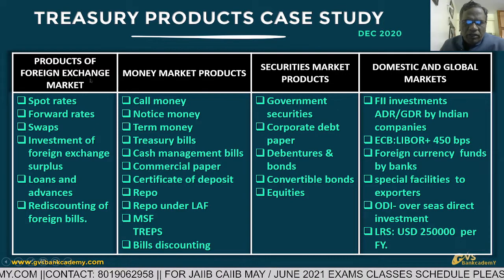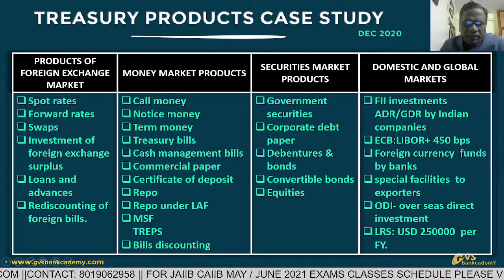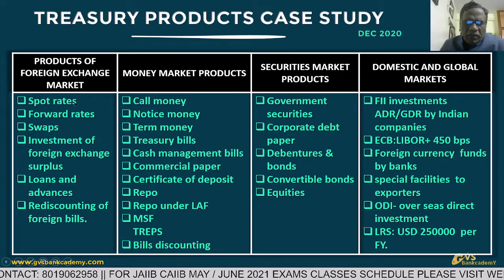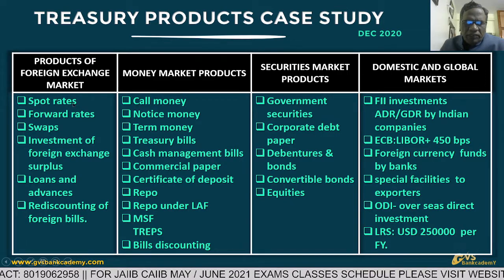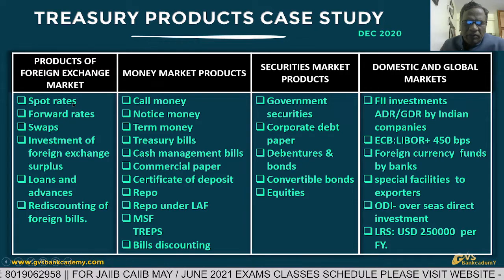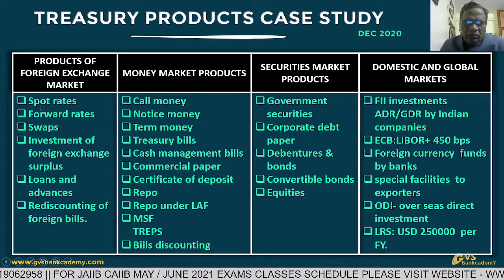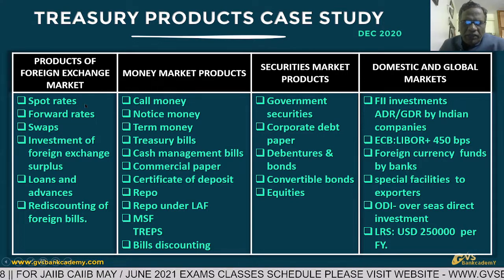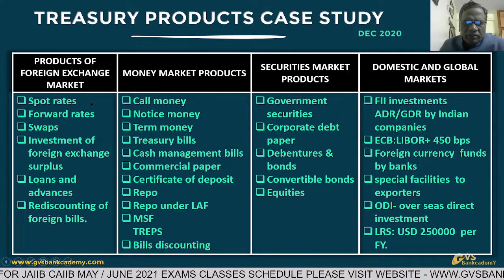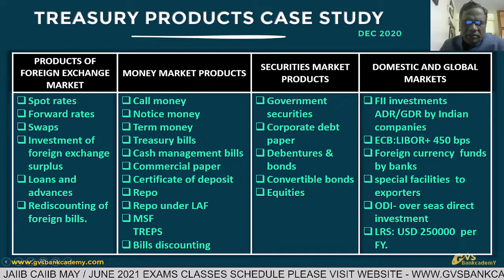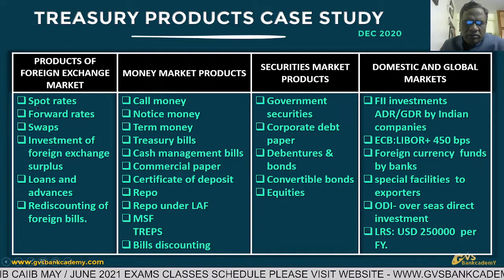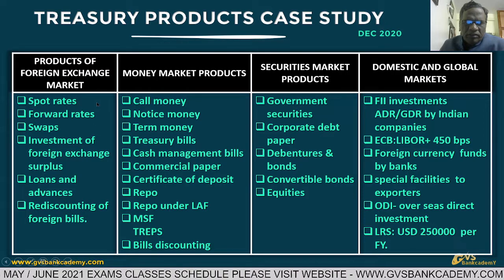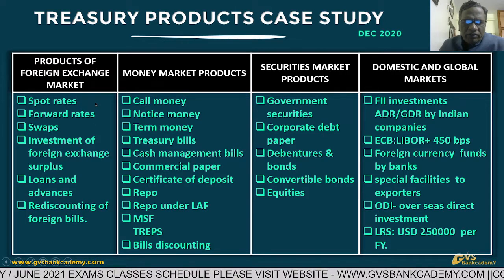Products of the foreign exchange market. Spot rates: 90% of trades in the foreign exchange market are at spot rate. Spot rate means settlement is T plus 2. Value date is T plus 2, meaning trade day plus settlement after 2 days. That is called T plus 2, trade day plus 2 days, and it is also called the value date.